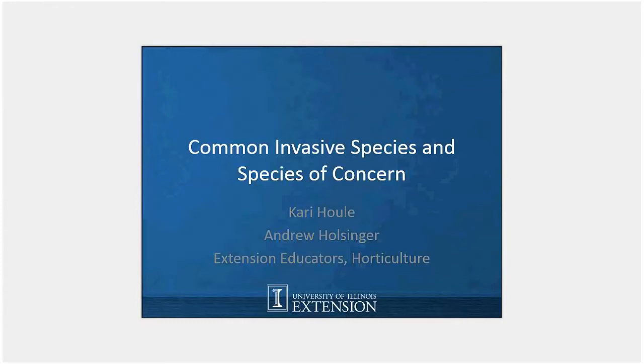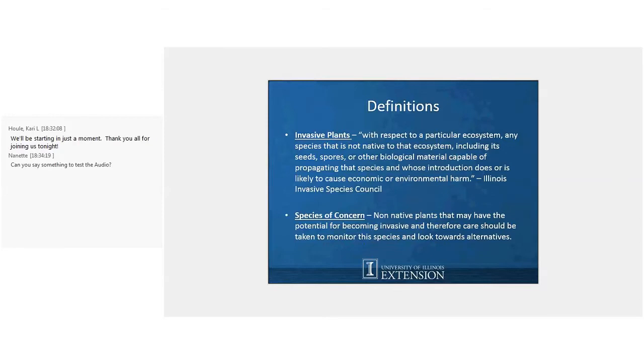To get started, we're going to talk about how we define invasive plants and species of concern. Invasive plants, according to the Illinois Invasive Species Council, means, with respect to a particular ecosystem, any species that is not native to that ecosystem, including seeds, spores, or other biological material capable of propagating that species, and whose introduction is going to cause harm to the economy or environment.